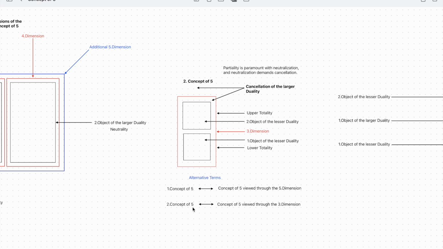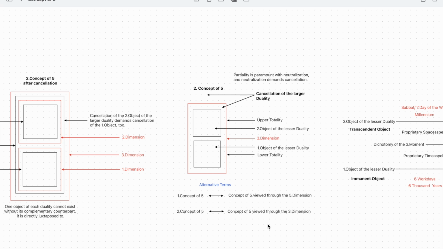The second concept of 5 can also be called the concept of 5 viewed through the third dimension, because the first concept of 5 does not allow for a cancellation of its partiality due to it being an integral part of the trinity. The first concept of 5 necessitates the fifth dimension as a whole to be viewed, and is therefore being called the concept of 5 viewed through the fifth dimension. I'm going to use these terms interchangeably.